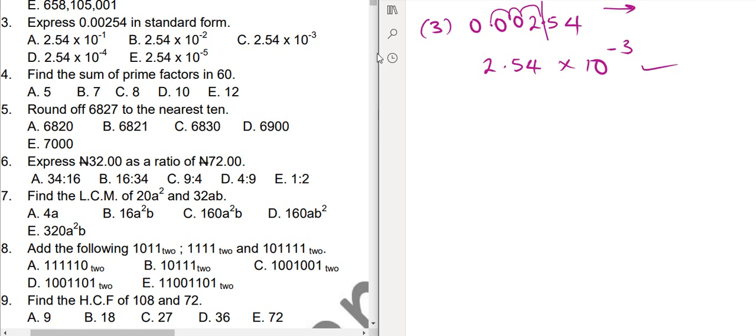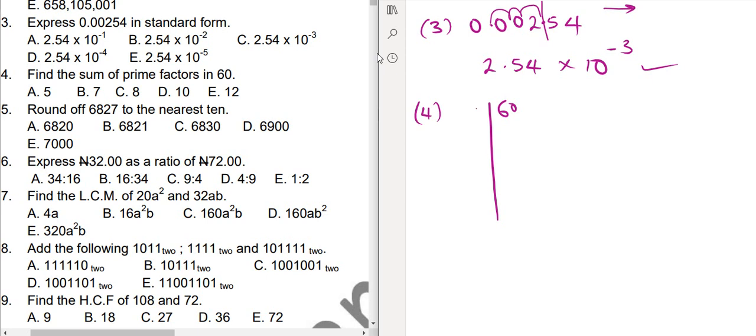Option C. Number 4, please. Find the sum of the prime factors of 60. So let's get the prime factors of 60. Ibrahim, hold. I'll tell you when to shift. As we are speaking, your voice and our voices are entering everybody.